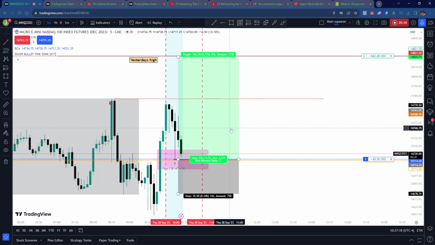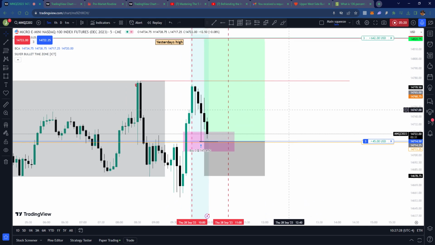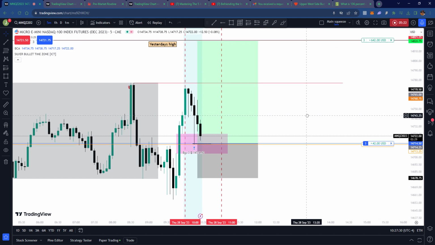I'm trying to just show you how I'm progressing with my Silver Bullet plays, and how I'm viewing the market, the structure with my Silver Bullet, and trying to find an optimal trade that can give me some good wins. Obviously, I could have taken some partials over here or something.